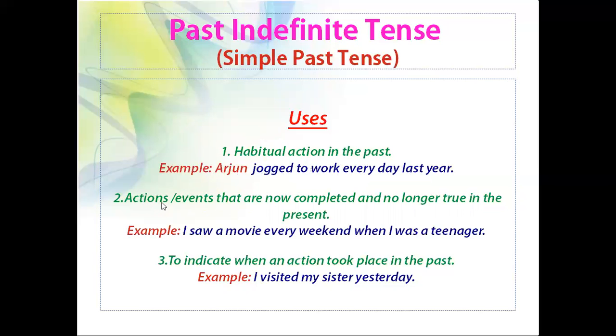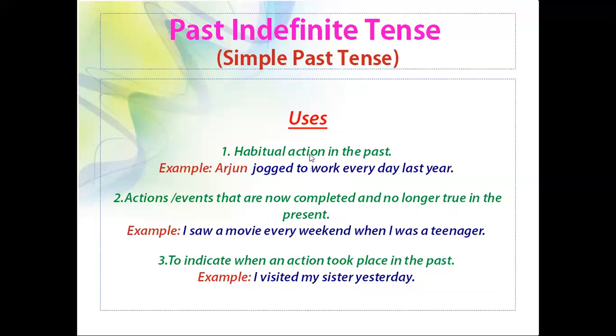The second one is actions or events that are now completed and no longer true in the present. For example, I saw a movie every weekend when I was a teenager. So when he was a teenager, he used to see a movie every week. Then the third one is to indicate when an action took place in the past. For example, I visited my sister yesterday. So these are the uses of simple past tense.